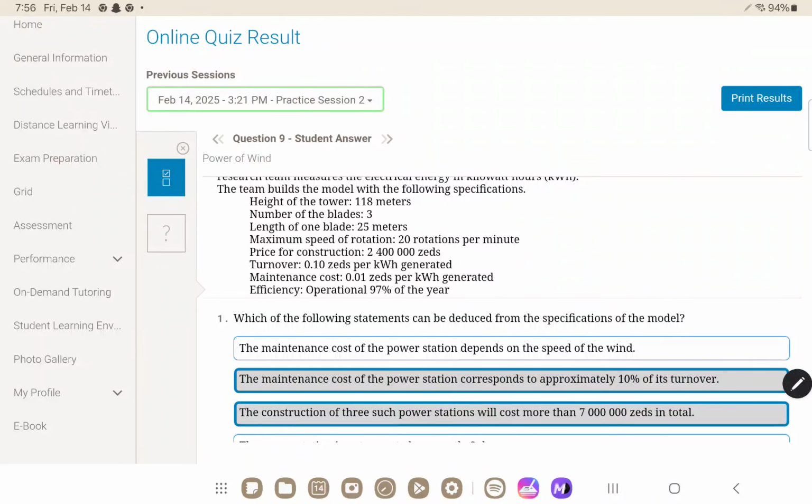The maintenance cost of the power station corresponds to approximately 10% of its turnover. Now, turnover is 0.10 Zs. When you want to make it into percent, you multiply it by 100, which is 10%. That's it. The construction of 3 such power stations will cost more than 7 million Zs in total. You just have to look at the number here and multiply it by 3. You're going to get higher than 7 million, which makes it true.